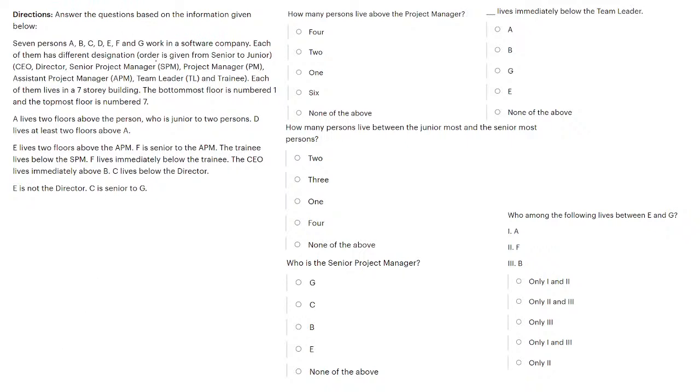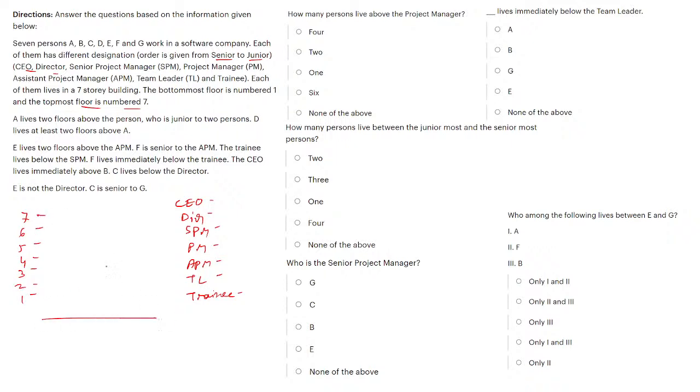7 persons work in a software company. Each of them has a different designation, given just in seniority order, senior to junior. So write it down: CEO, director, senior project manager, APM, team leader and trainee, 1 2 3 4 5 6 and 7. So here are the 7 persons, 7 floors, and the topmost floor is number 7.